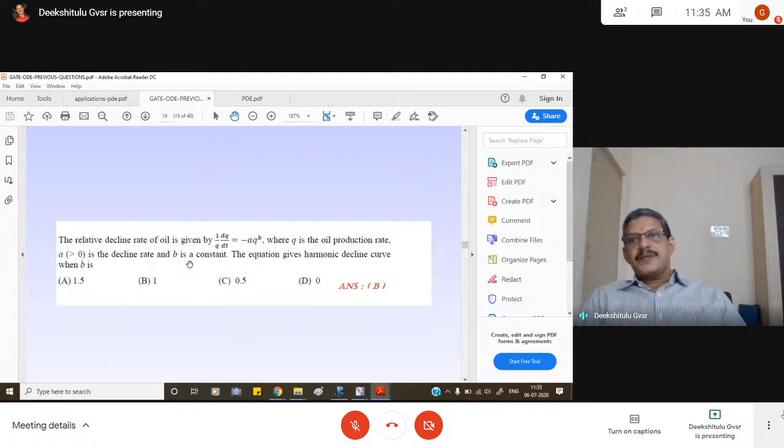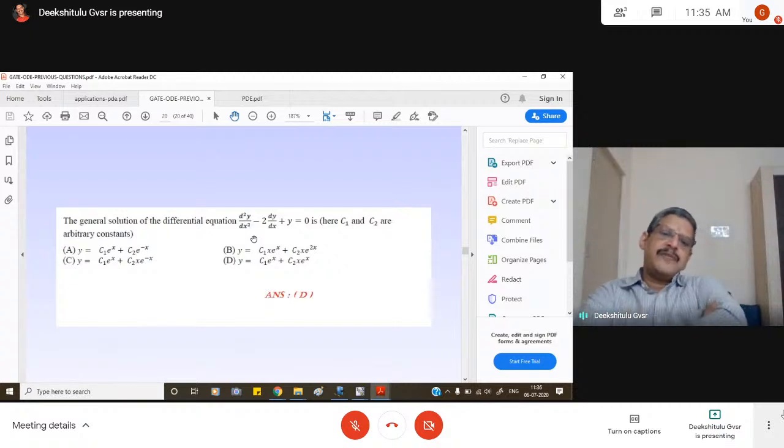Harmonic equation is d square y by dx square plus a square y is equal to 0. So dq by dt is equal to minus a into q power b. If it is b is equal to 1, dq by dt is equal to minus a q square. Okay, q into q. Then once again, if you differentiate, this becomes 2a into q. So that's how we get the harmonic equation.